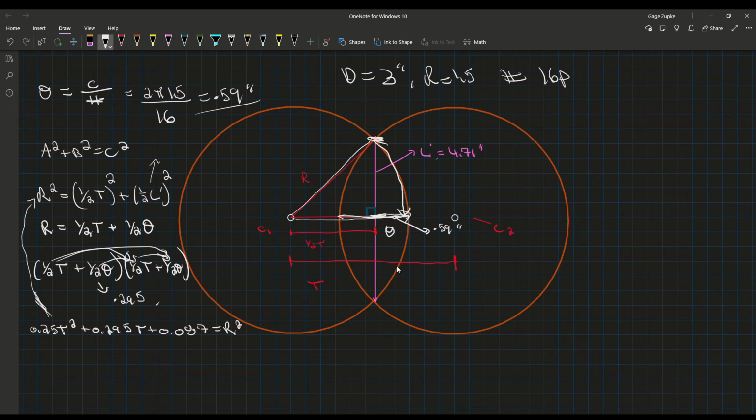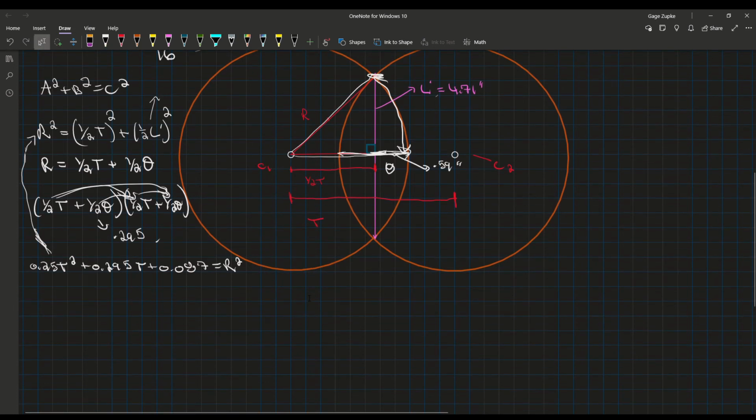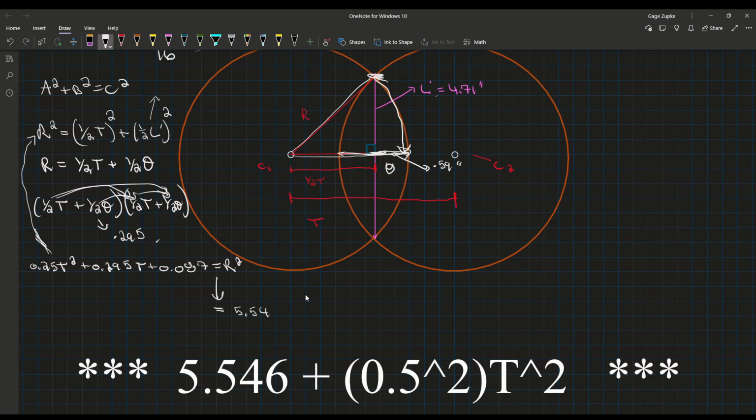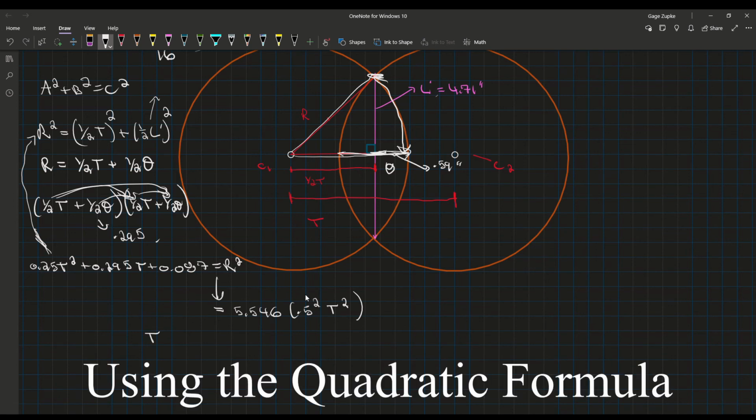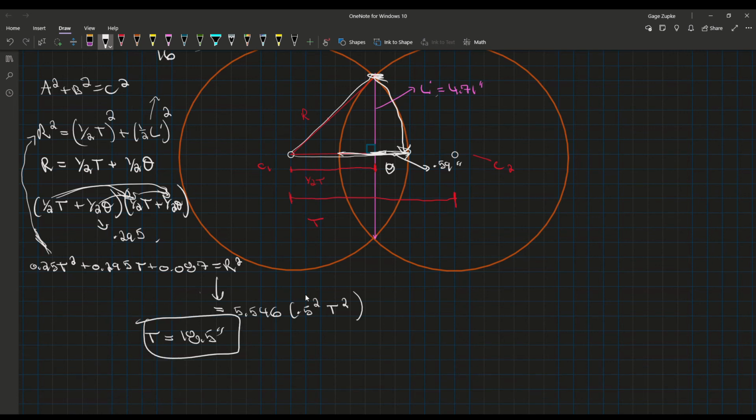What you just have to remember to do is make sure you divide t and then square it, since we know this value, that's just a constant. I'll let you calculate that out because this portion is getting kind of lengthy. I just want to get to the build already. What you end up getting is 5.546 times 0.5 squared t squared is equal to all this, and then you'll get your t value of 18.5 inches.